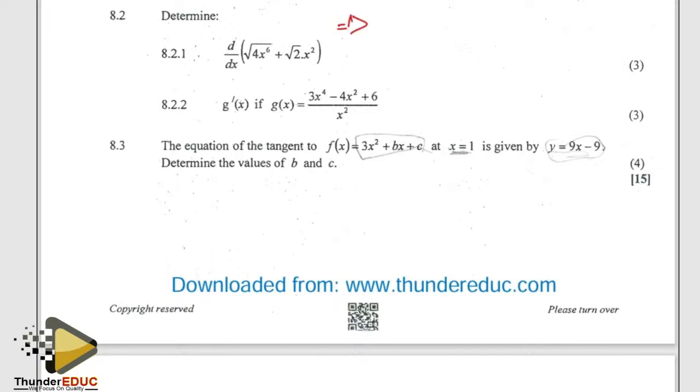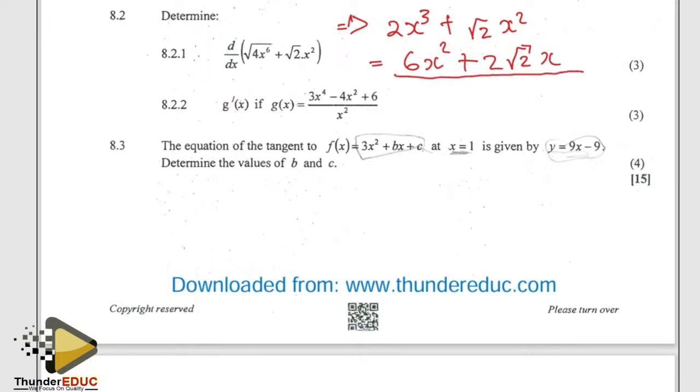So start by simplifying. The square root of 4 is a 2. This 6 is reduced by that, so which means it's x cubed plus root 2, and that's going to be x squared. And then when I find the derivative, that's going to be 6x squared plus 2 root 2x. That's what I get.